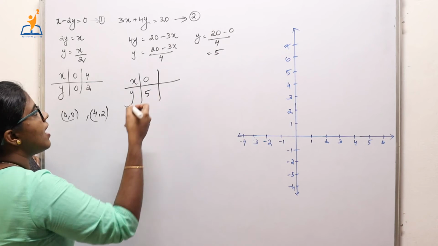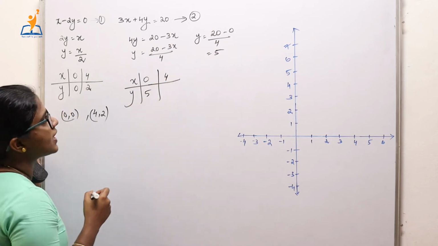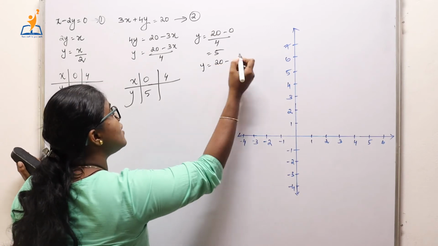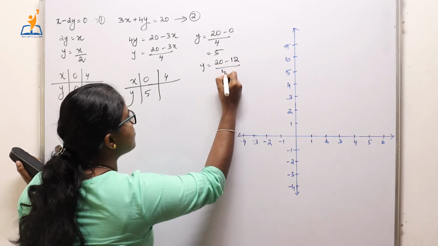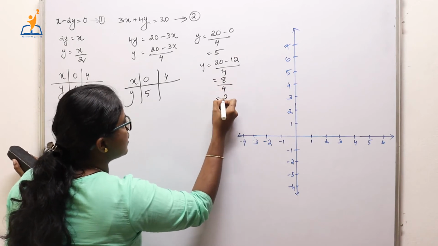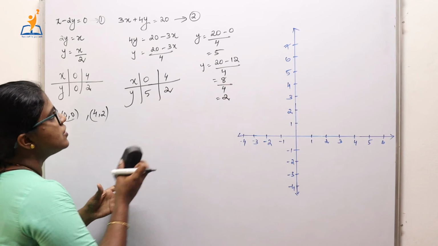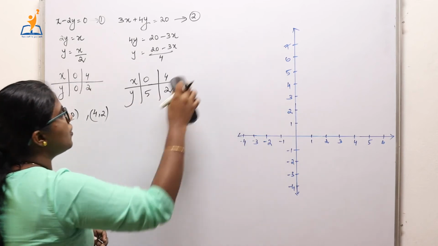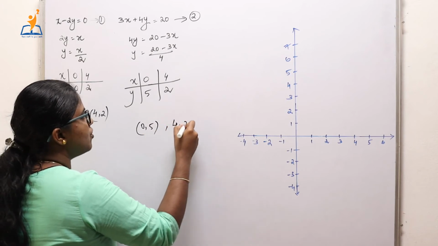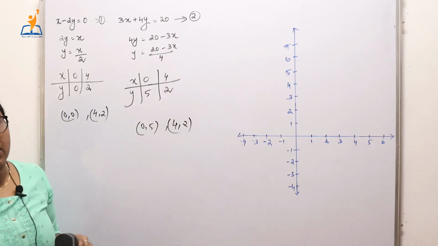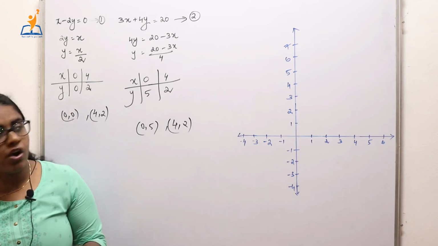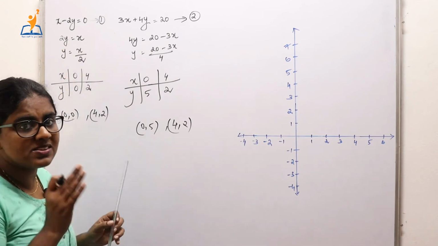And now let's put x equal to 4. Then y becomes 20 minus 3 into 4, which is 12, by 4, that is 20 minus 12 is 8, and 8 by 4 is 2. So the y value is 2 here. So here also we got 2 points, and they are 0, 5 and 4, 2, which satisfy this equation. So now we are going to plot these points in the graph and solve this pair of linear equations graphically.